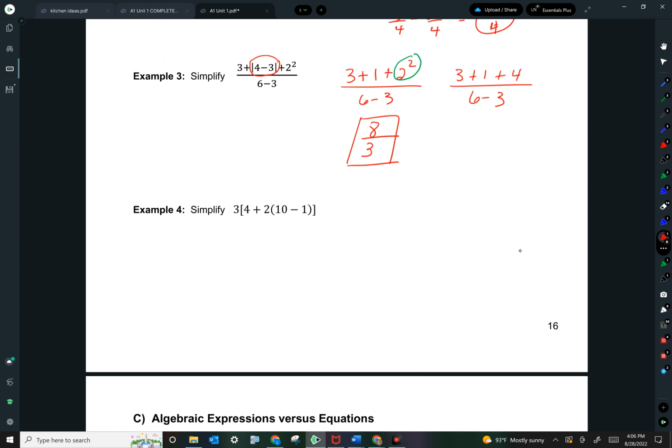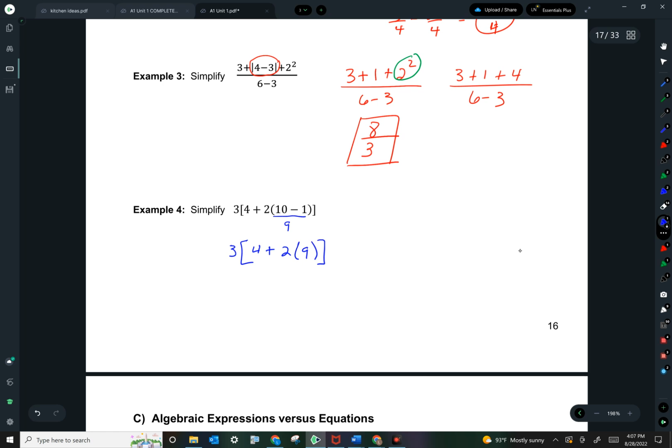Okay, the last one, whenever you have brackets, these squared off things, that's just the same as parentheses. So whenever you have multiple parentheses, like one parenthesis inside another parenthesis, you always start on the inside and work your way out. So I'm going to start inside here. That 10 minus 1 is 9. So I've got 3, then my bracket, 4 plus 2, and that 2 is being multiplied by 9.